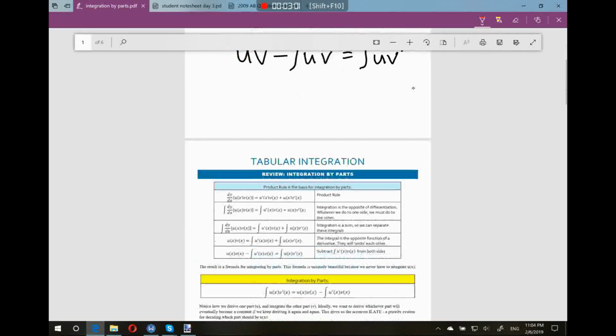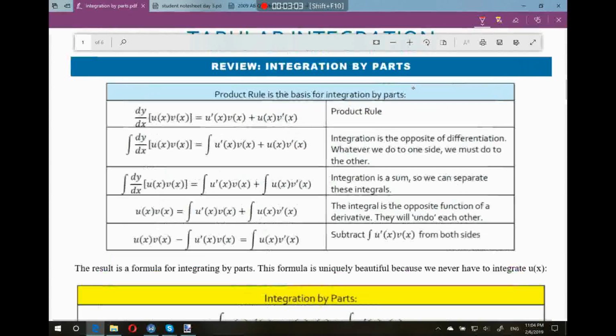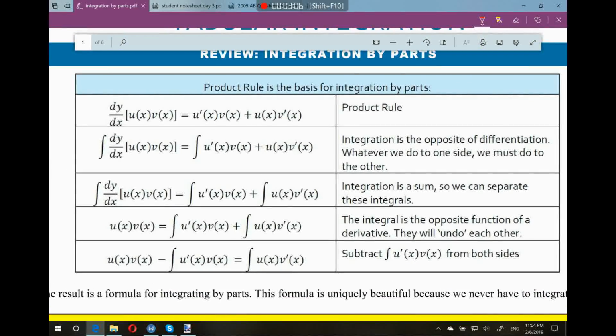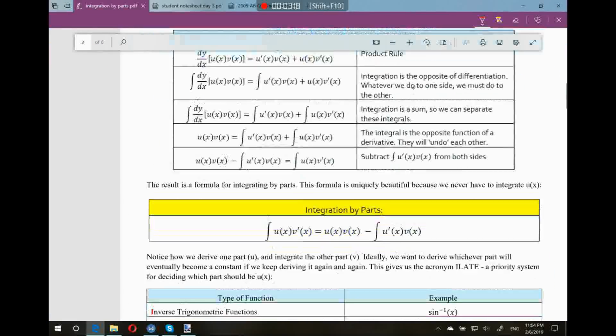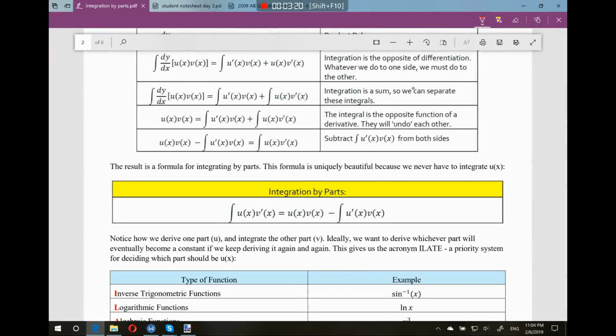Okay, here it is again. So we started with the product rule and ended up integrating both sides in order to get our equation, which is our formula for integration by parts. When we're integrating by parts, we need to pick one part of our integral to be the part that we will derive, that's our u, and one part of our integral to be the part that we will integrate, our v prime.